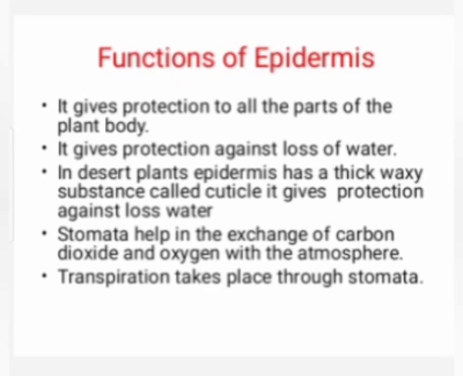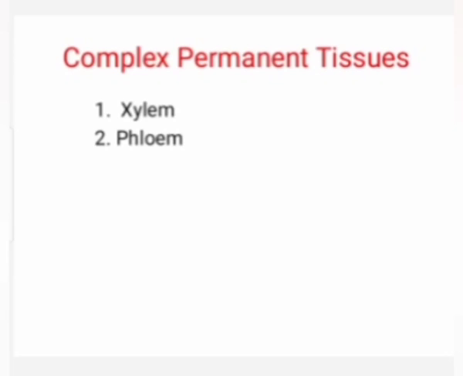The tissues which are made of one type of cells which look like each other are called simple permanent tissues. Complex permanent tissues are made of more than one type of cells.